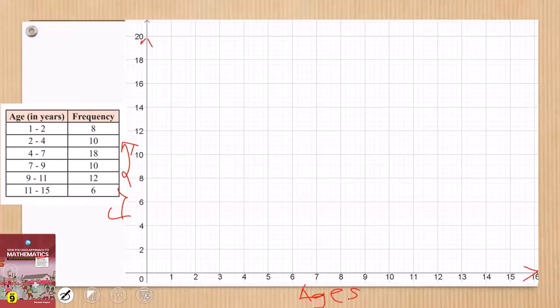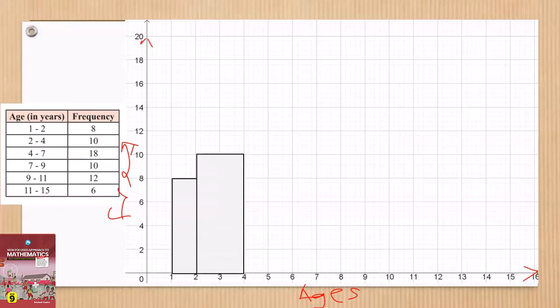So we are saying that the ages between 1 to 2 is 8. Those who are between the age of 1 to 2, they are 8 in all. And so we plot from 1 to 2. We draw a rectangle to show 1 to 2, and it goes up to 8. Then from 2 to 4, we draw the rectangle starting from 2 and it will end at 4, and we track it to 10, that is the point 10 here. Then we do 4 to 7, so you can see from 4 up to 7.